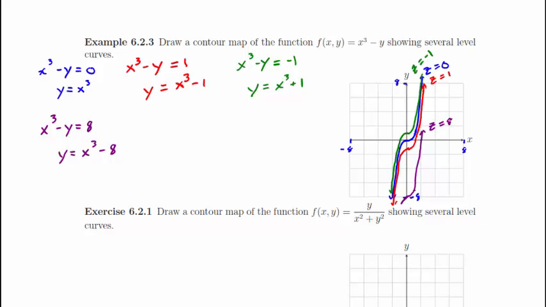Let's do z equals 4. Oh, I already used orange. What else do we want to use? Let's do pink. I haven't used pink. Z equals 4. Let's do z equals -4. X cubed minus y equals -4. So y equals x cubed plus 4. Shifts it up 4. The blue line goes up 4.